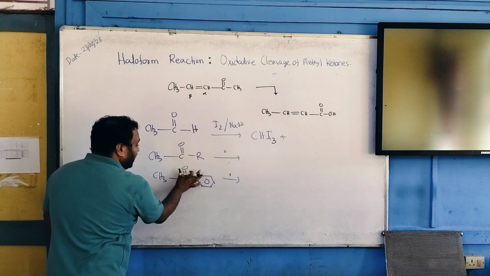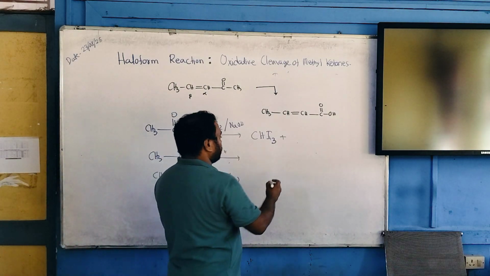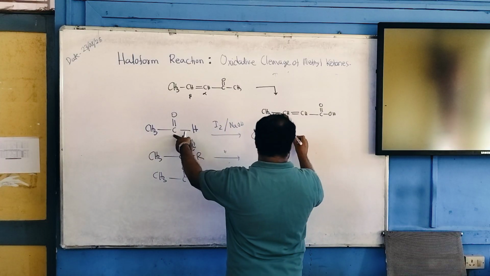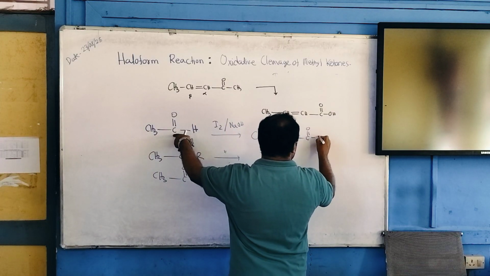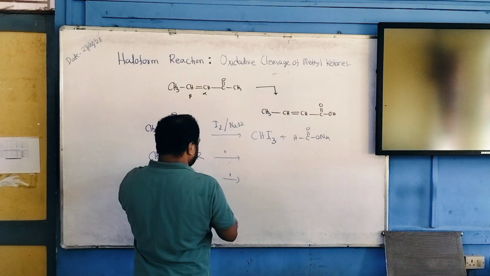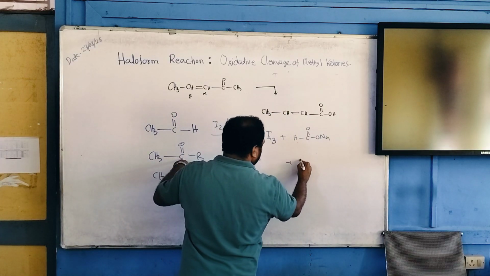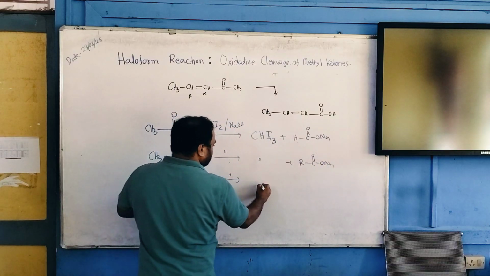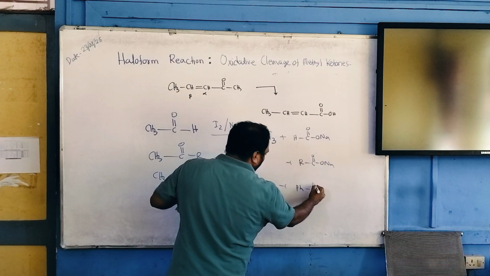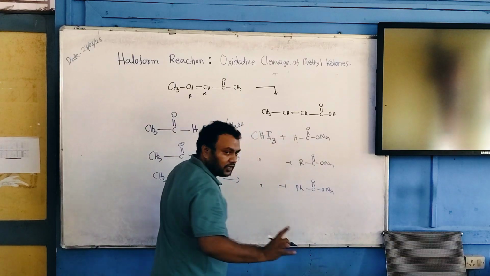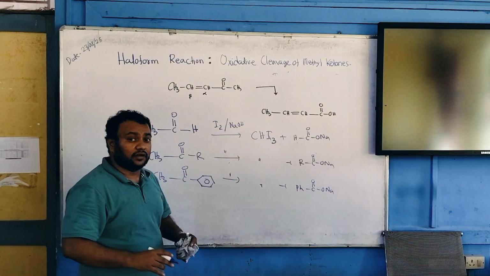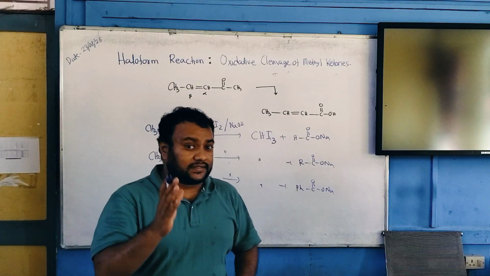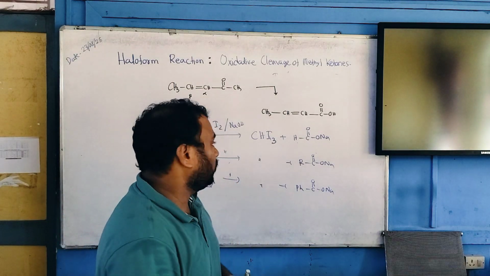The remaining part will be a salt of carboxylic acid. See, you have H-CO, so you will get HCOONa. You have RCO, you will get the same product RCOONa. You have PhCO, you will get PhCOONa. That is what the haloform reaction is. So that means it is an oxidative cleavage of methyl ketone.